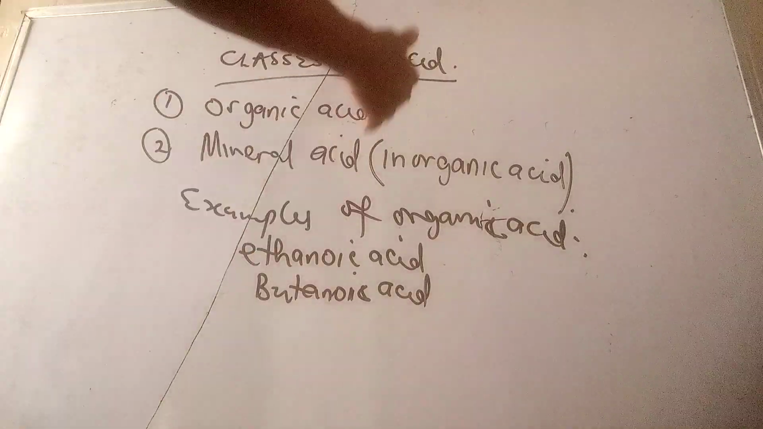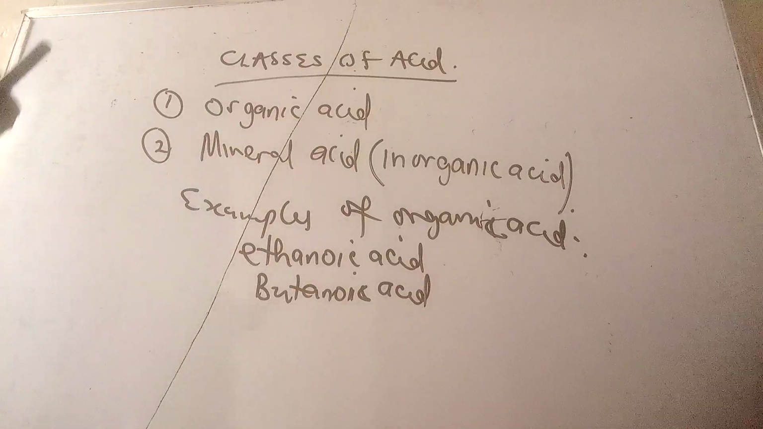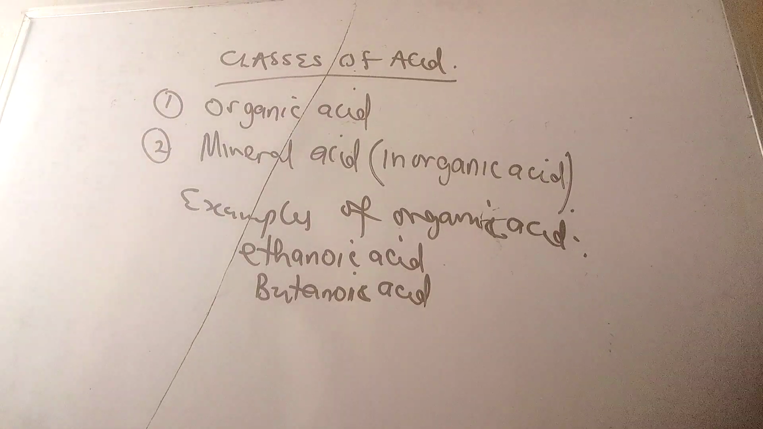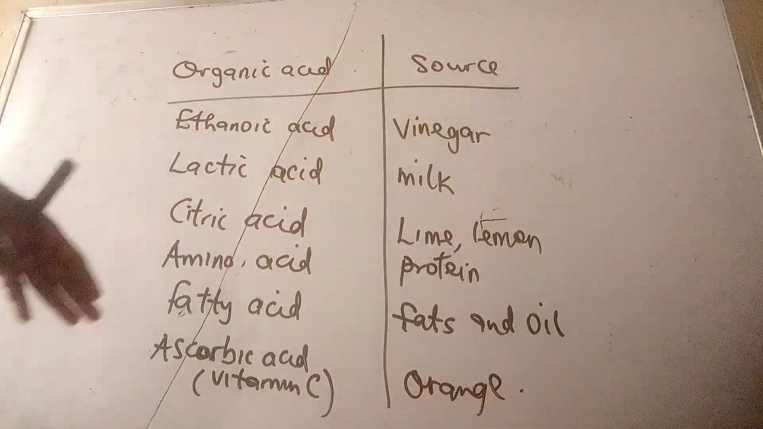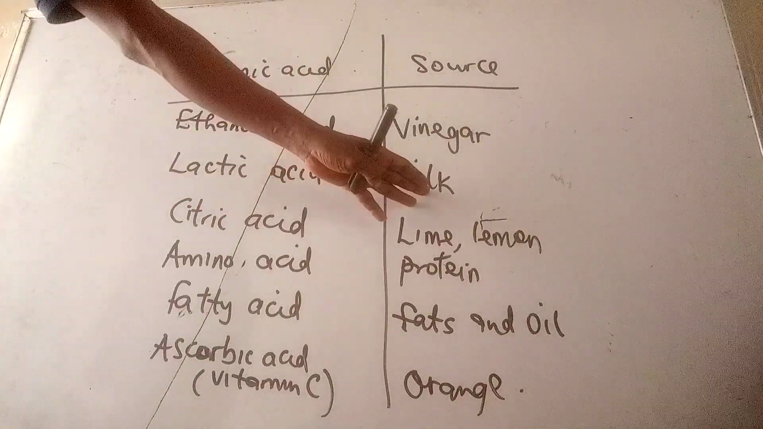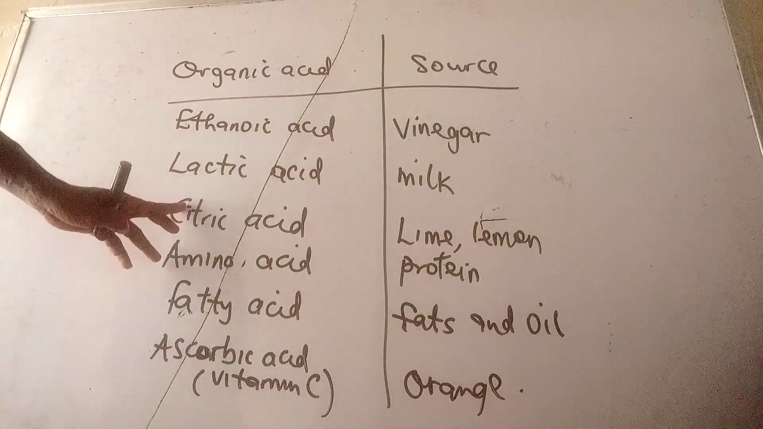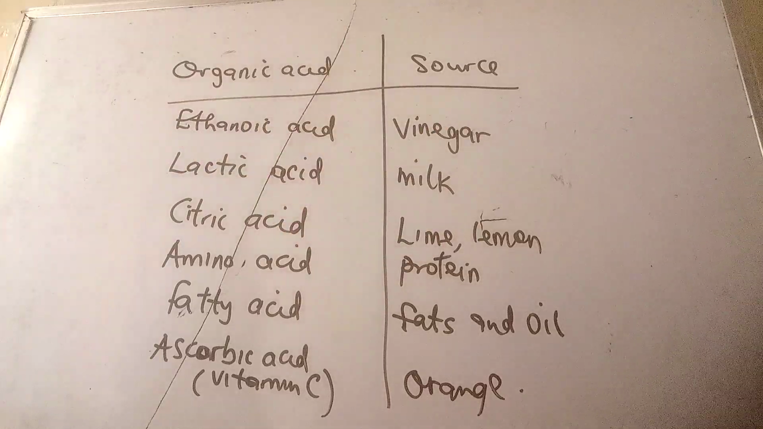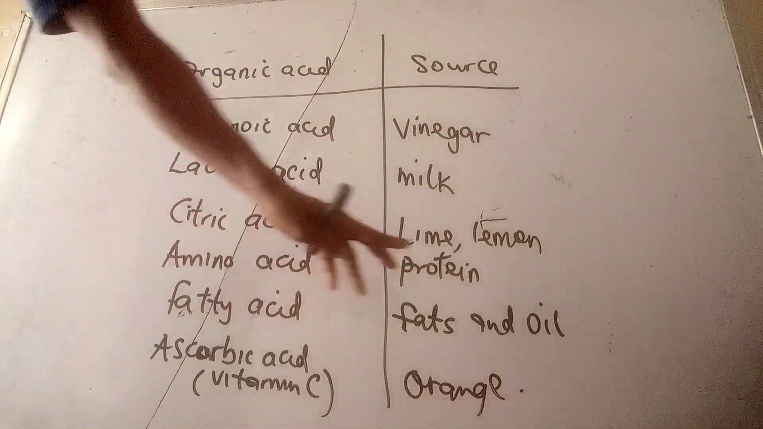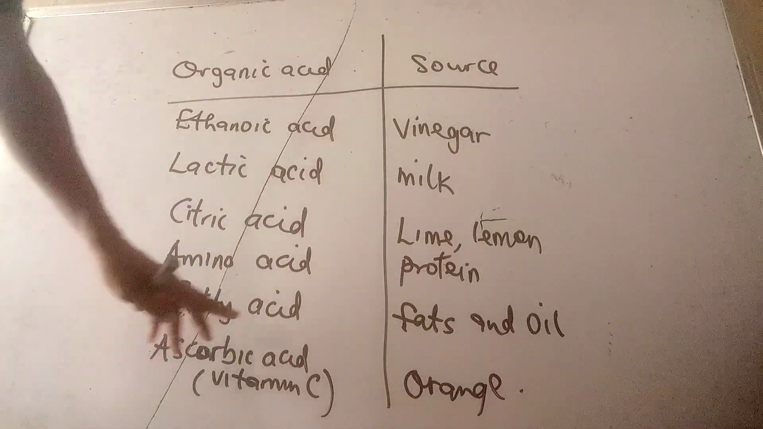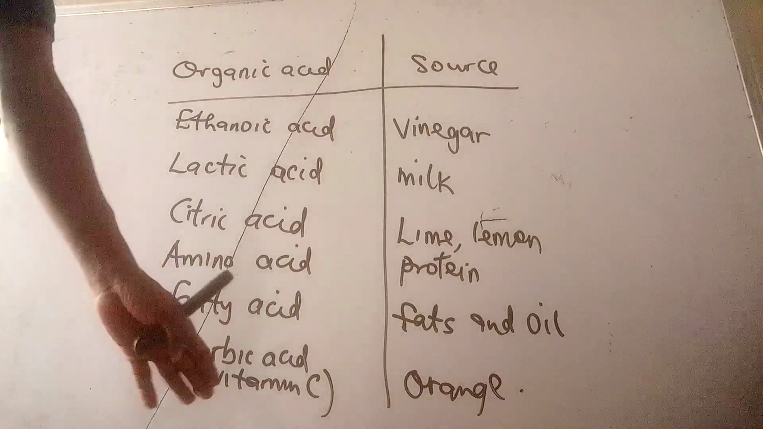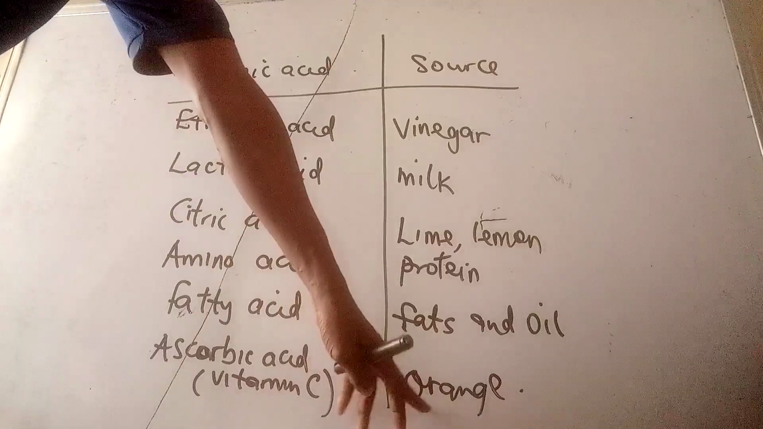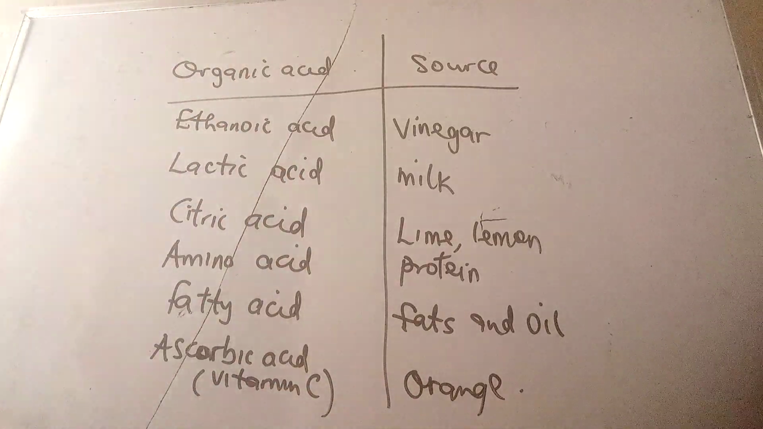Other examples of organic acids and their sources are: ethanoic acid is found in vinegar. Lactic acid is found in milk. Citric acid is found in lime or lemon. Amino acid is found in protein. Fatty acid is found in fat and oil. Ascorbic acid, which is also known as vitamin C, is found in orange. So these are a few examples of organic acid.